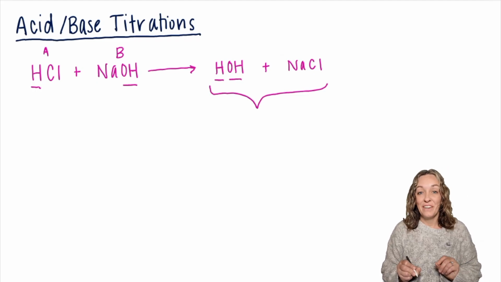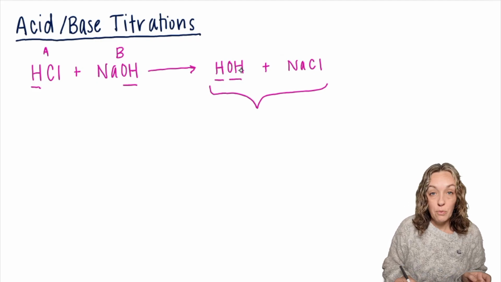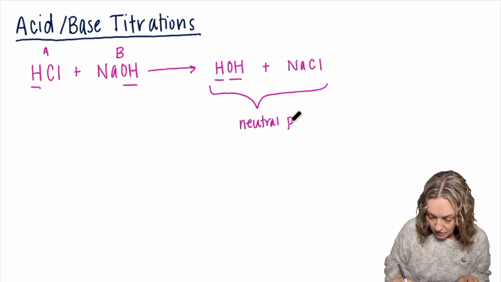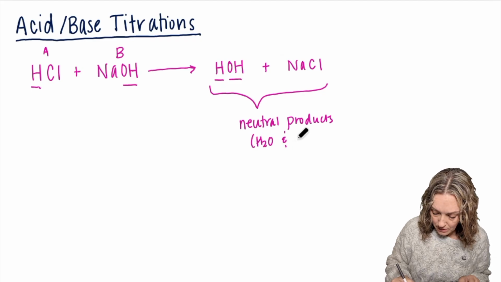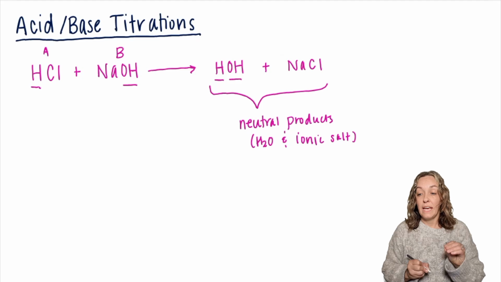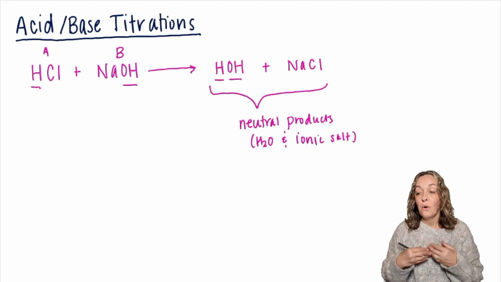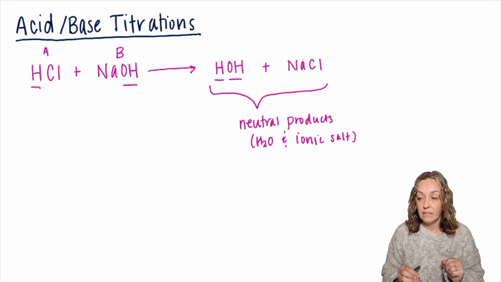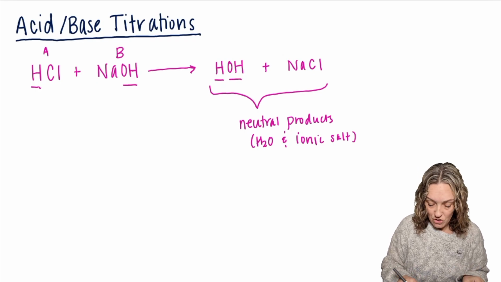This is true whenever you react a strong acid with a strong base. You will end up with two neutral products. One of those neutral products will always be water, and the second will always be an ionic salt. Because we end up with neutral products if we add exactly enough acid and exactly enough base to cancel out, our products are neutral and the pH of our solution will therefore be 7. These acid-base titrations are known as neutralization reactions.